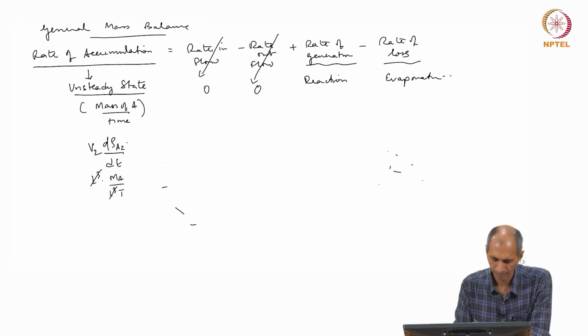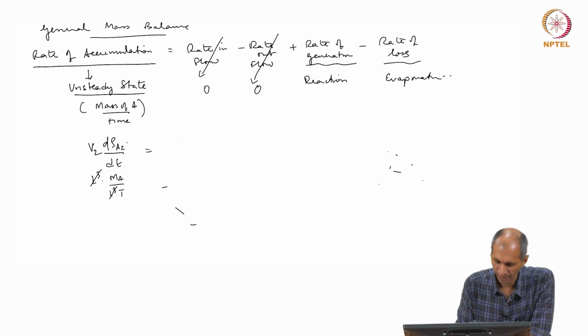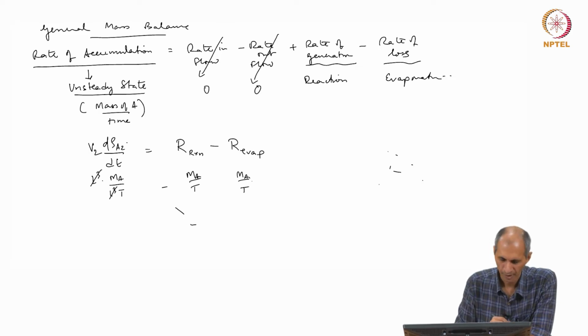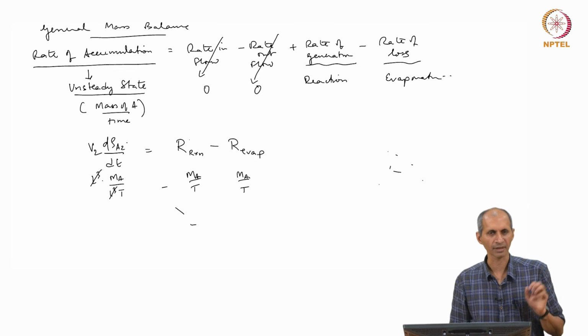So, I need a term. Now, the rate of generation minus the rate of evaporation, we will call it R reaction minus R evaporation, which also should have units of mass by time. So, you have to look for individual expressions for these two terms, which come from other domains of knowledge. If you know the reaction rate system, then the entire expression will come here. First order rate, second order, and third order.